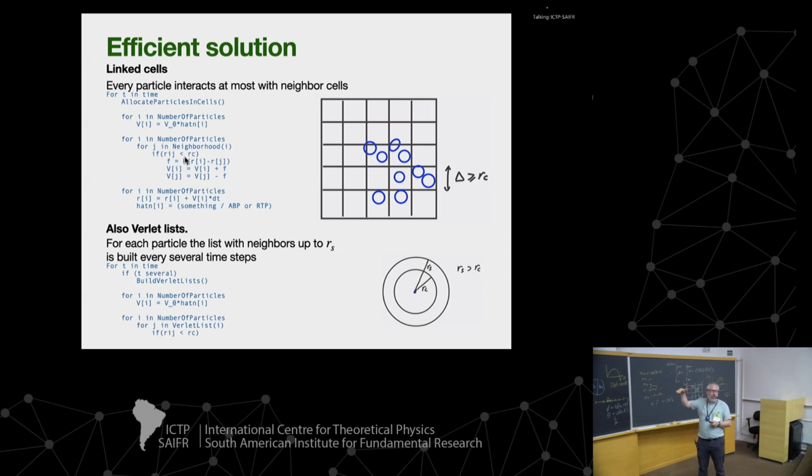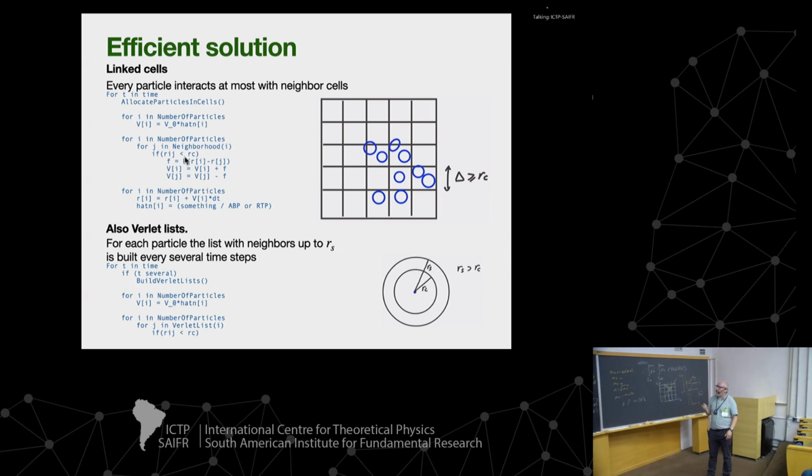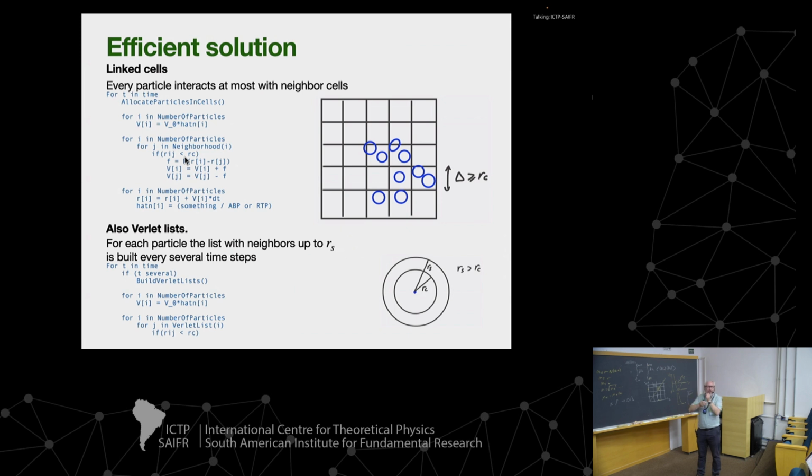The cost of coding that is not that difficult. It's not that easy, but the code can change by several tens or hundreds of lines. But if you're running your simulation for your thesis, it's worth doing that, and it's going to run much faster. Of course, you can do many tricks now to improve the code.